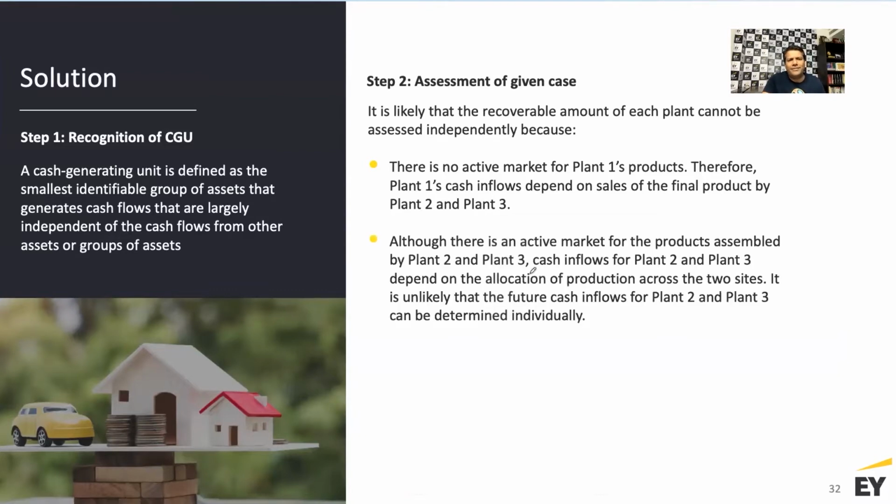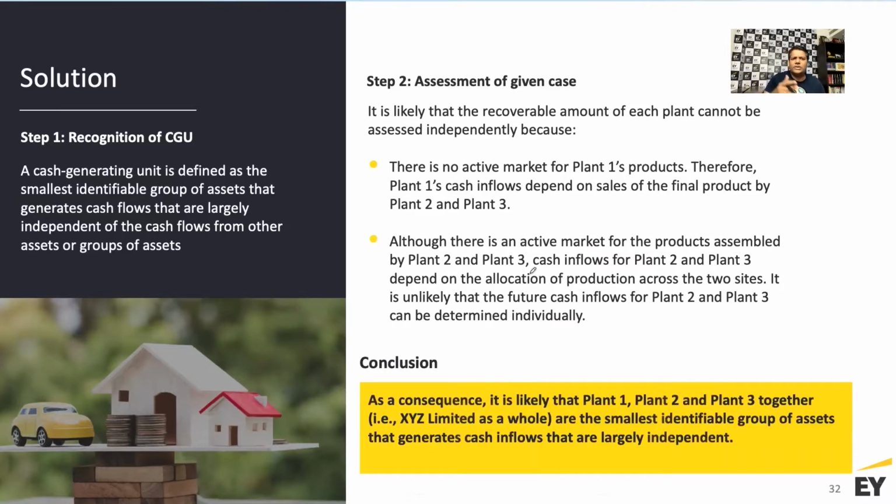Although there is an active market for the product as generated by plant 2 and plant 3, the way the management runs the whole business, they determine the production scheduling, they determine the sales allocation, all of that depending upon various dynamic factors, and hence they look at them together as a single unit of account, and that is why all of them are here considered together. As a consequence, it is likely that plant 1, 2, and 3 together are the smallest identifiable group of assets that generate cash flows that are largely independent of other parts of this business.